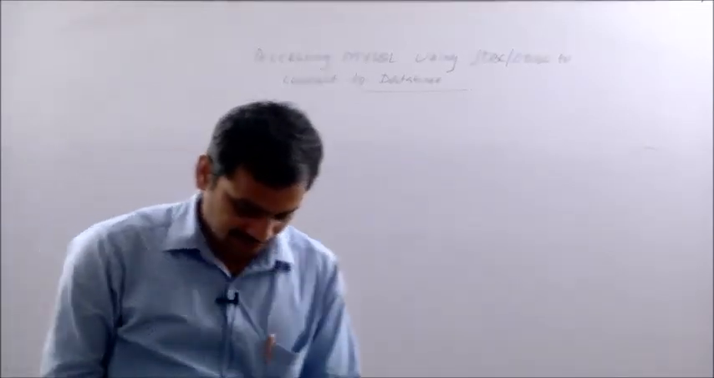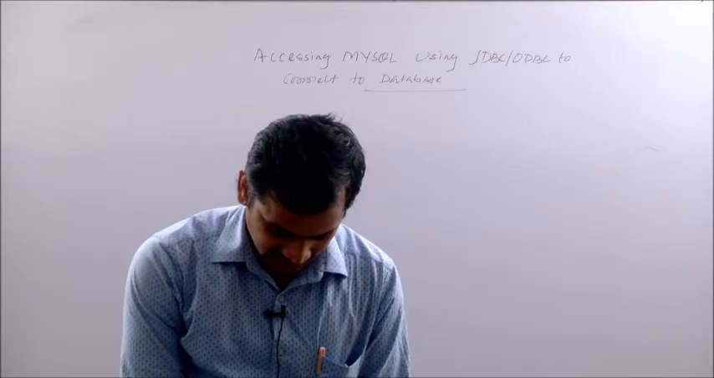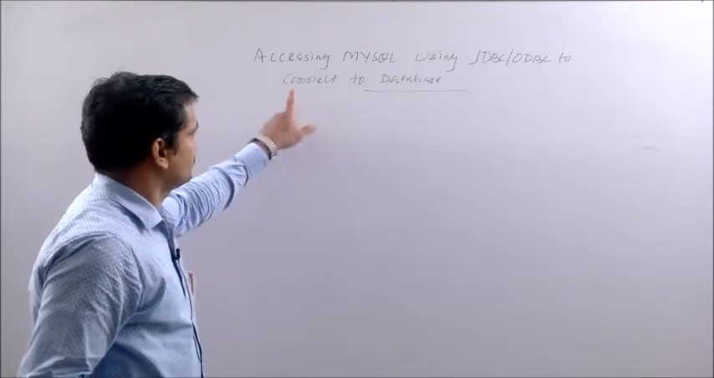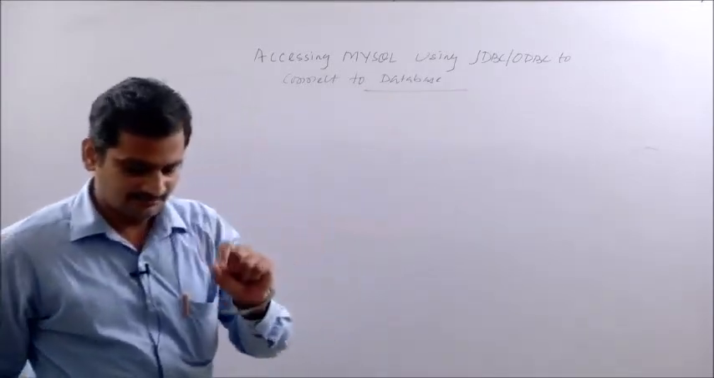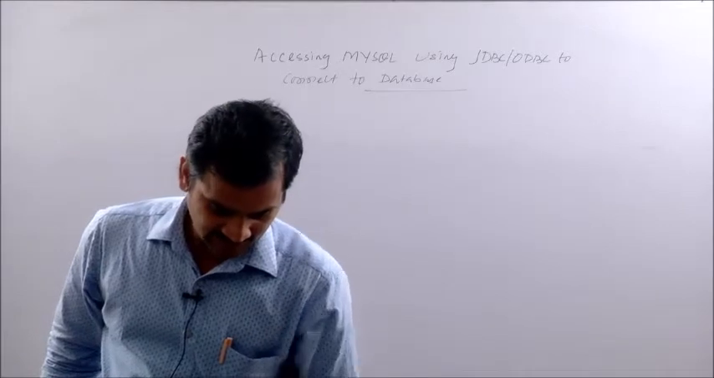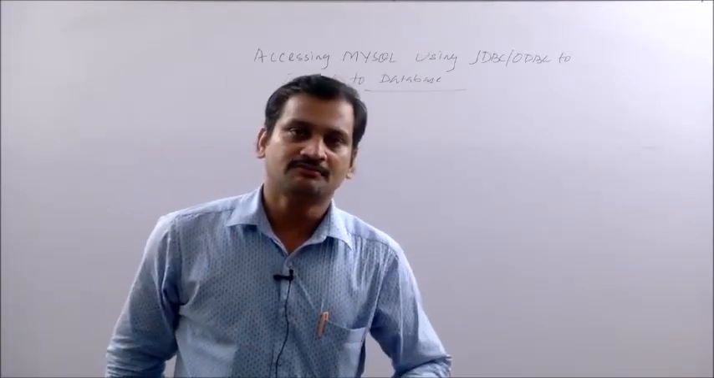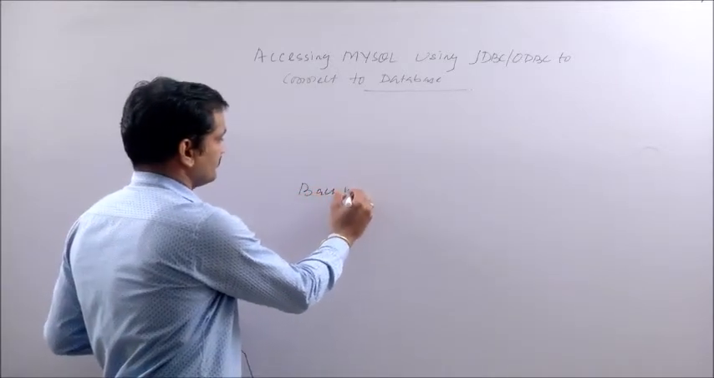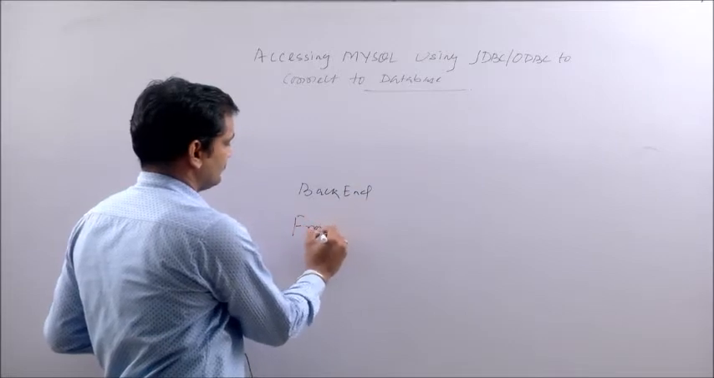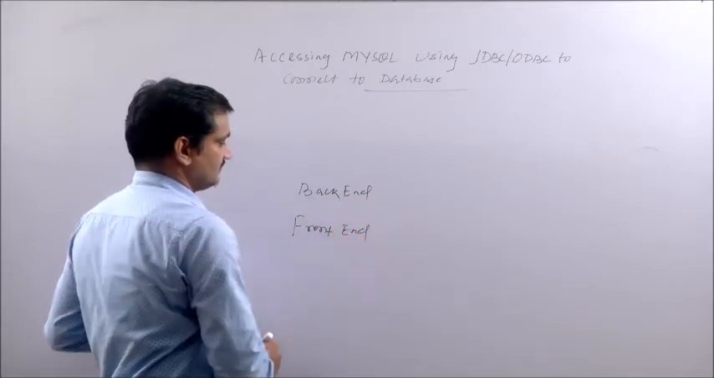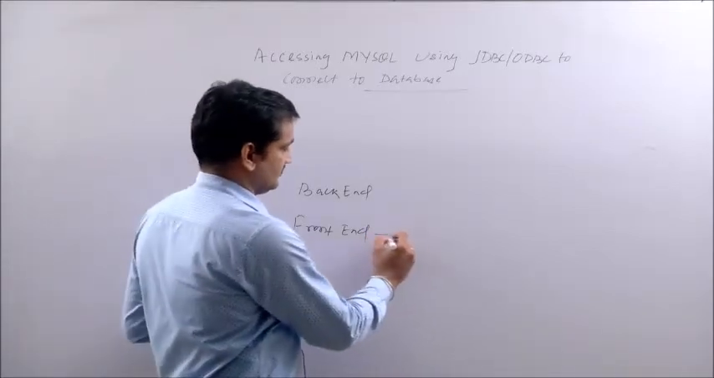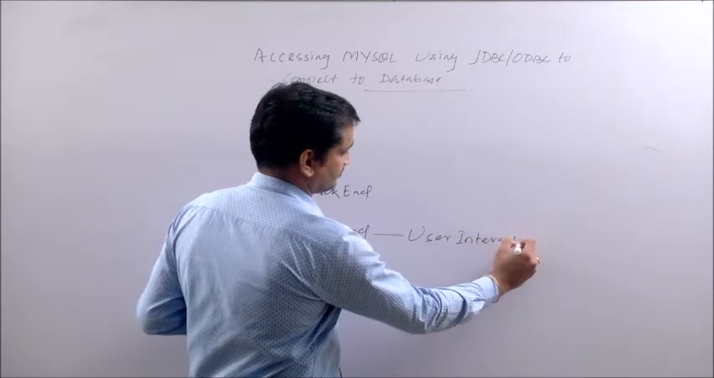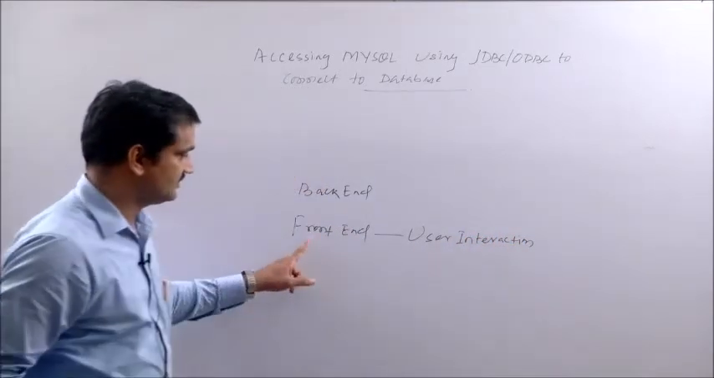Before going to understand what is JDBC, why this JDBC ODBC is required and what this JDBC ODBC is, let us try to understand what a database is. I am going to give you a brief idea about a database. In a programming environment or in a development environment, there are two ends. One is called the back end and another one is the front end. Front end is basically the user interaction.